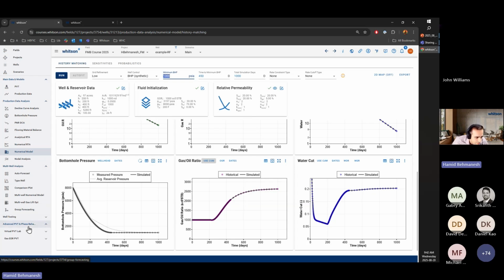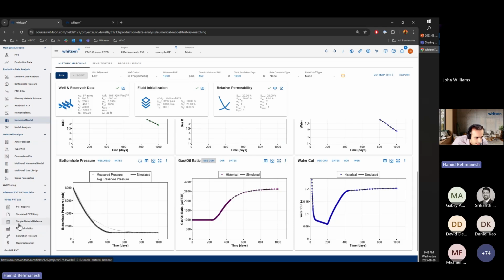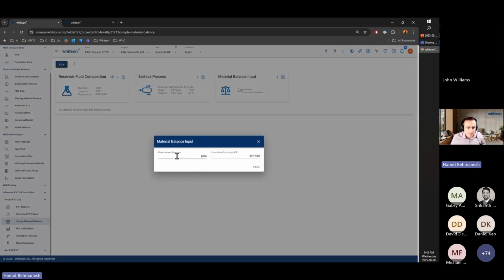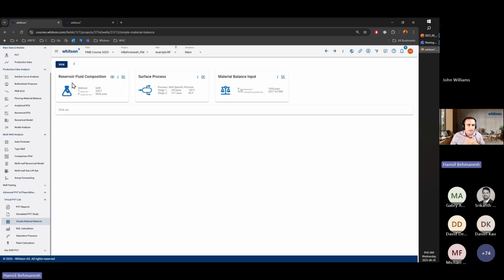If you scroll all the way down, there's a section called virtual PVT lab, and there's one module here called simple material balance. This is populated by whatever I set up in the PVT section for the GOR, initial reservoir pressure, etc. Surface process, keep as is. In the material balance input, there are two terms. One is pressure, please put in 1000. The other is cumulative producing GOR, 2627. Click save, click run.